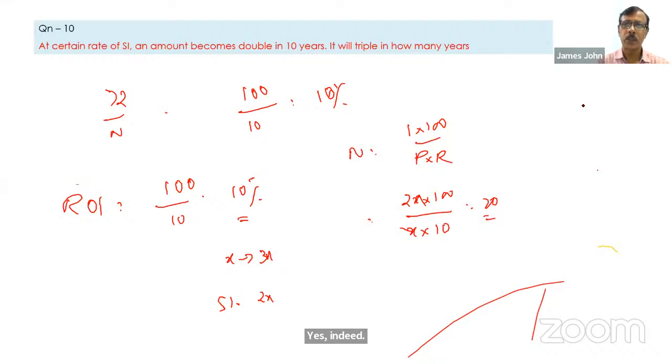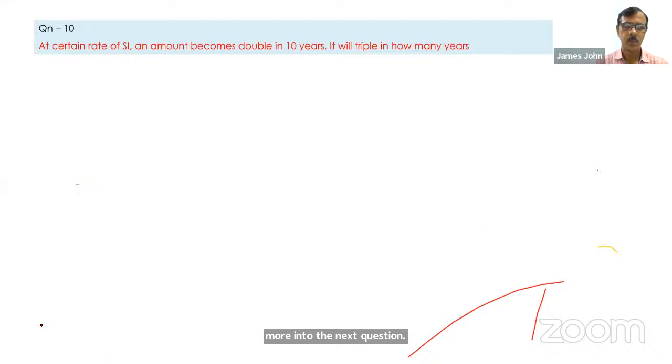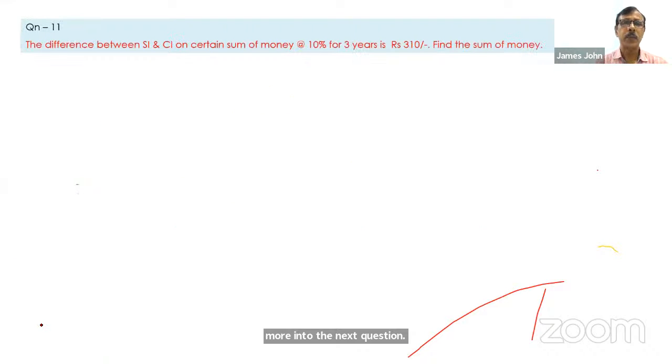We'll move on to the next question. The difference between simple interest and compound interest on certain sum of money at 10% for 3 years is 310. Find the sum of money. Here you have to proceed with, let us assume the amount is 100 rupees.